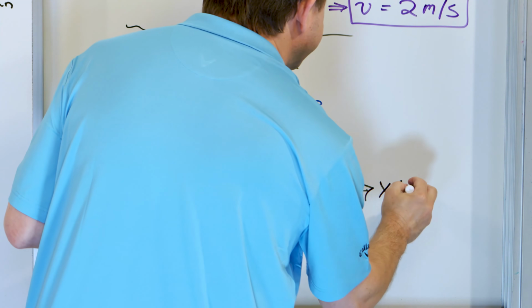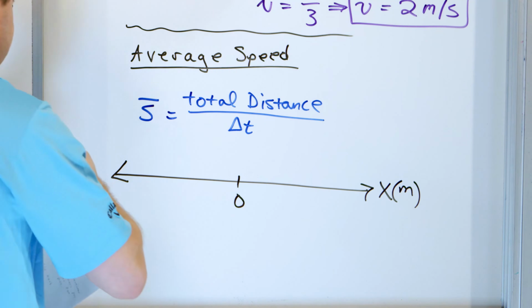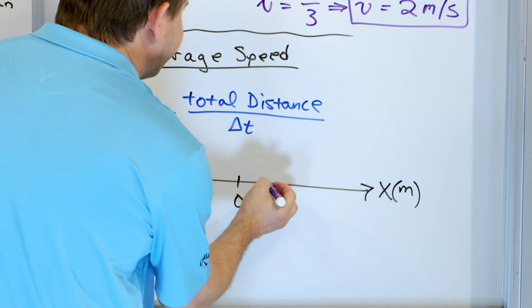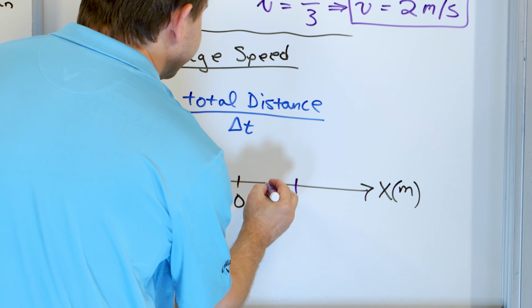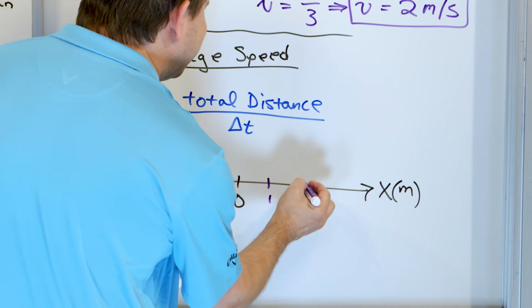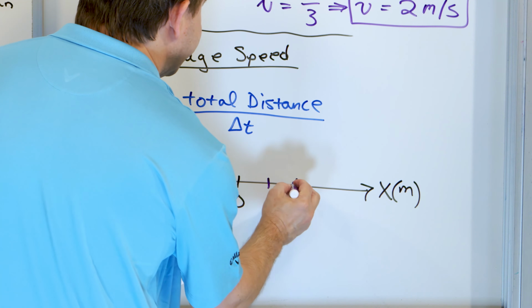I'm just going to talk about a number line here. And here is the position of something in meters. Let's say that you start over here. This could be 1, this could be 2, this could be -1, -2. Let's say that you start right here. I'm going to put a dot right here.